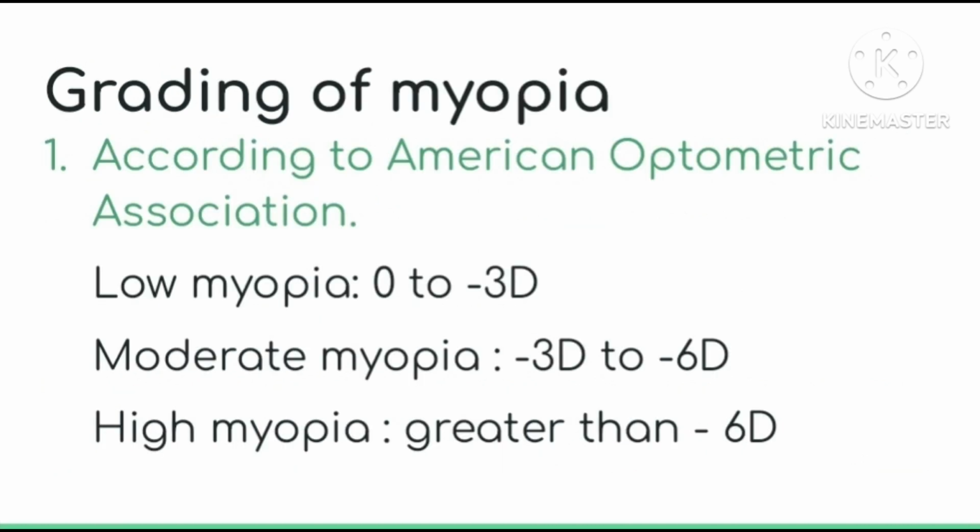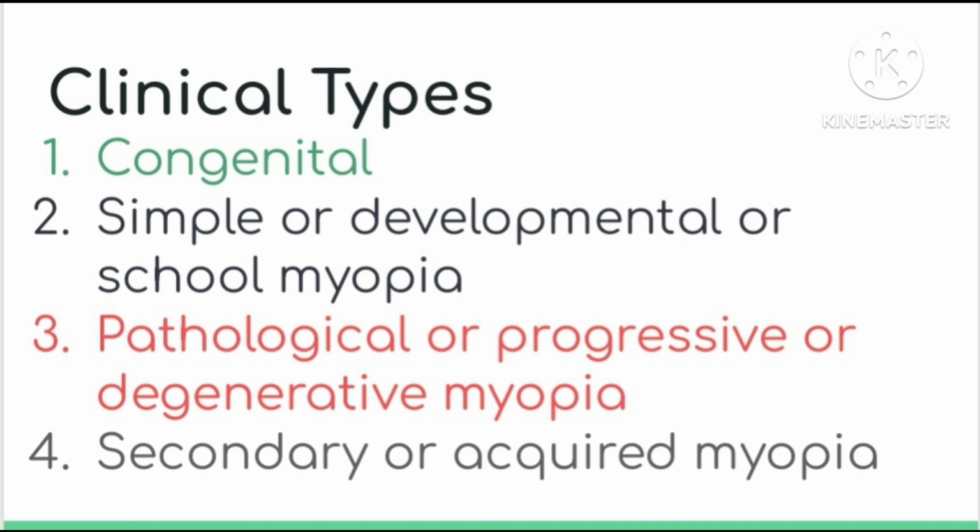Grading of myopia. According to the American Optometric Association, low myopia is from 0 to 3 diopters, moderate myopia is from 3 to 6 diopters, and high myopia is greater than 6 diopters. In the next slide, I will be talking about the types of myopia. High myopia is usually the congenital or the pathological type, and low and moderate myopia are seen in the simple type. So, there are 4 types of myopia: congenital, simple, pathological, and secondary.